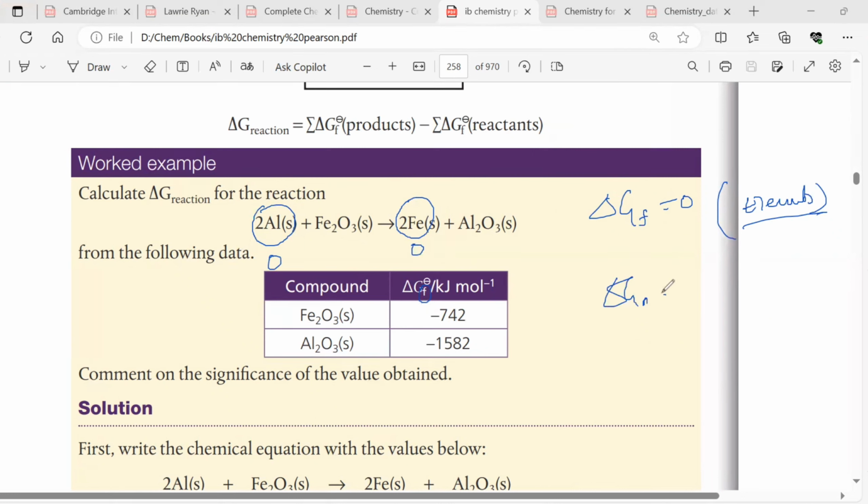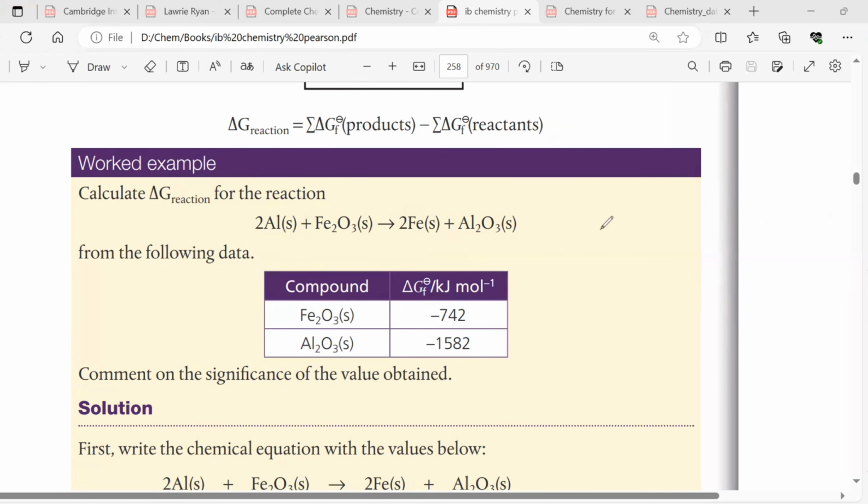Delta G of the reaction will be P minus R, right? So we do what? This aluminum oxide is how much? Minus 1582, right? This is what we are getting. And over here, Fe2O3 is how much? Minus 742, right? So this is P. We subtract R from it, isn't it? We are getting delta G reaction.